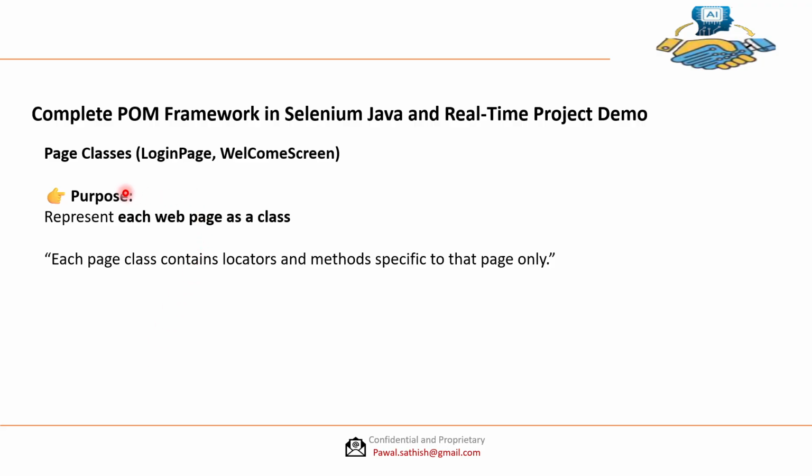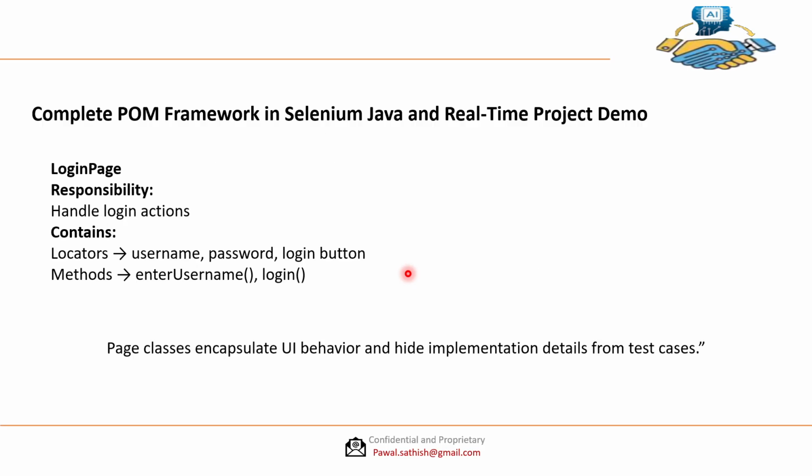Here we can see the page class. As I mentioned, we need to design each web page as a class. Each web page class contains locators and methods specific to that page or screen only. Here we have considered the login page. It handles the login action, and as we saw, on the login screen it locates the username, password, and the login button, and the methods we will consider are enter username and login. Page classes encapsulate the UI behavior and hide implementation details from the test case.